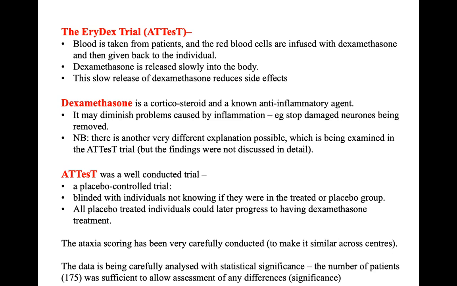What's quite difficult in these trials is scoring for ataxia. There are a number of different scoring systems, of which SARA and ICARS are common ones. Because this was an international trial with different centres doing the analysis, it was important to have a standard scoring system, and that was done quite carefully, trying to make it as similar as possible between centres.